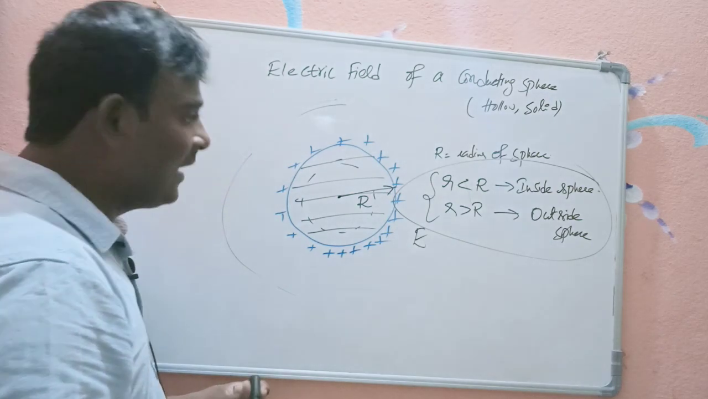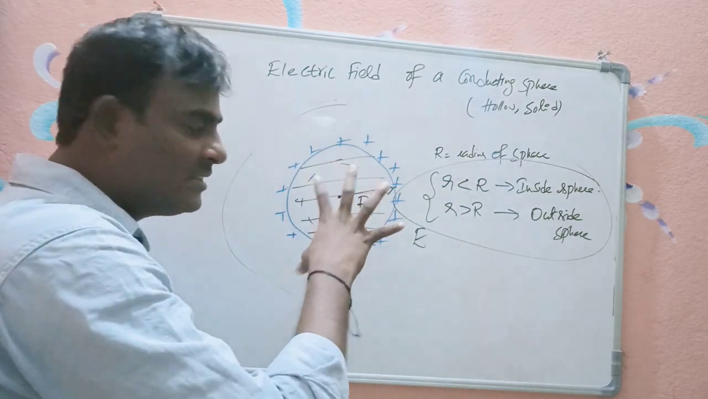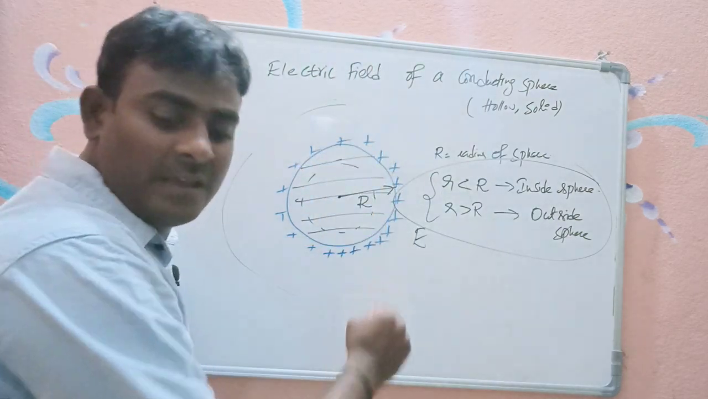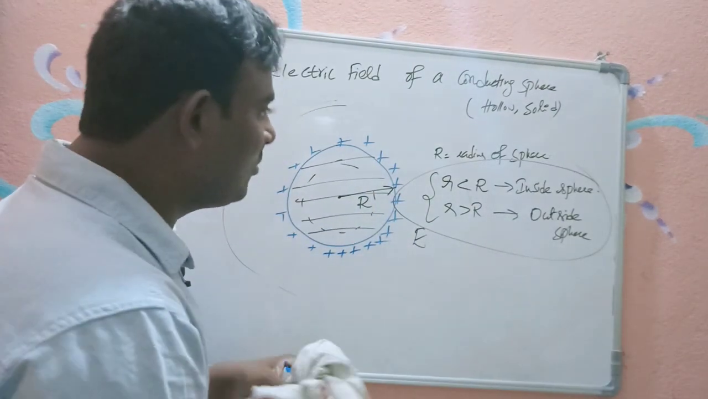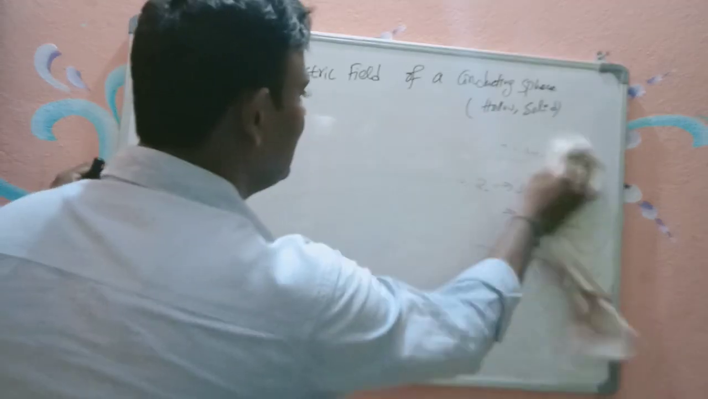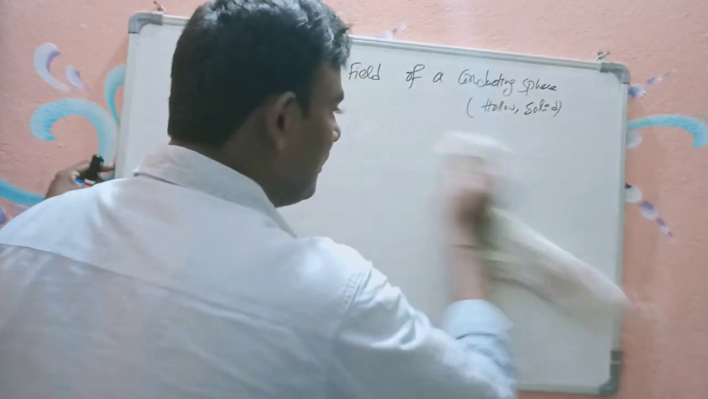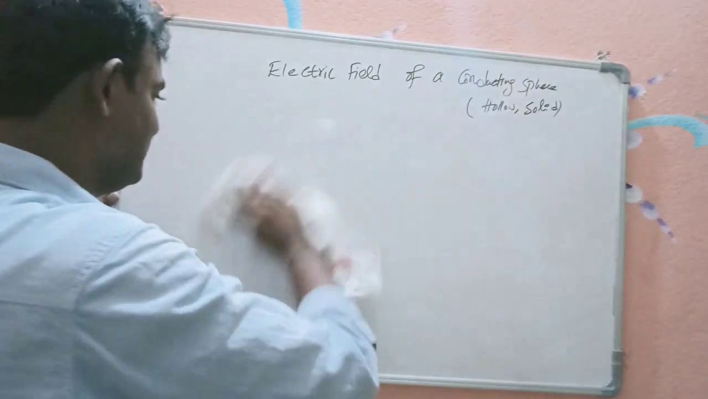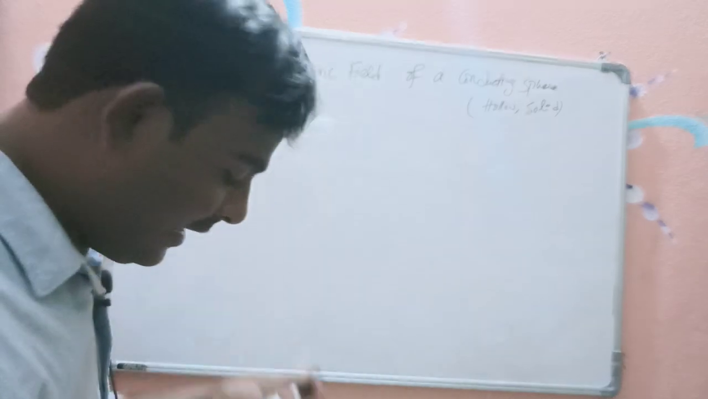So how can we find the electric field for these two regions? One is the region inside the sphere and the other is the region outside the sphere. The technique that we are following, or the law which we are following here, is Gauss's law. Gauss's law is used to find the field for different regions in a spherical conductor.